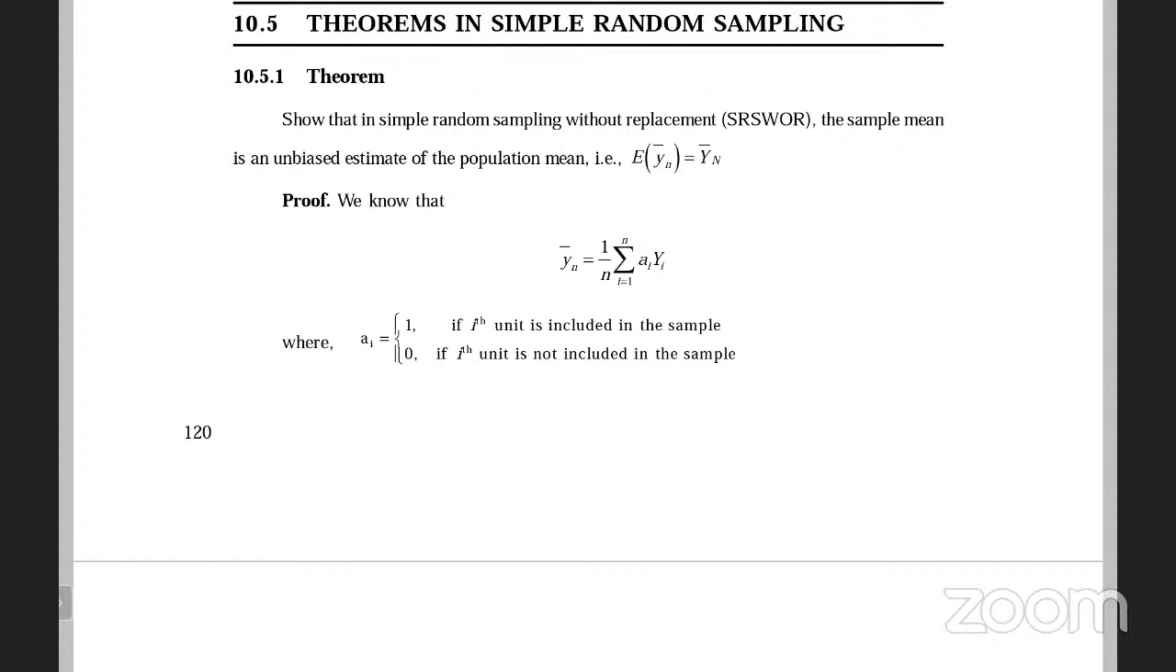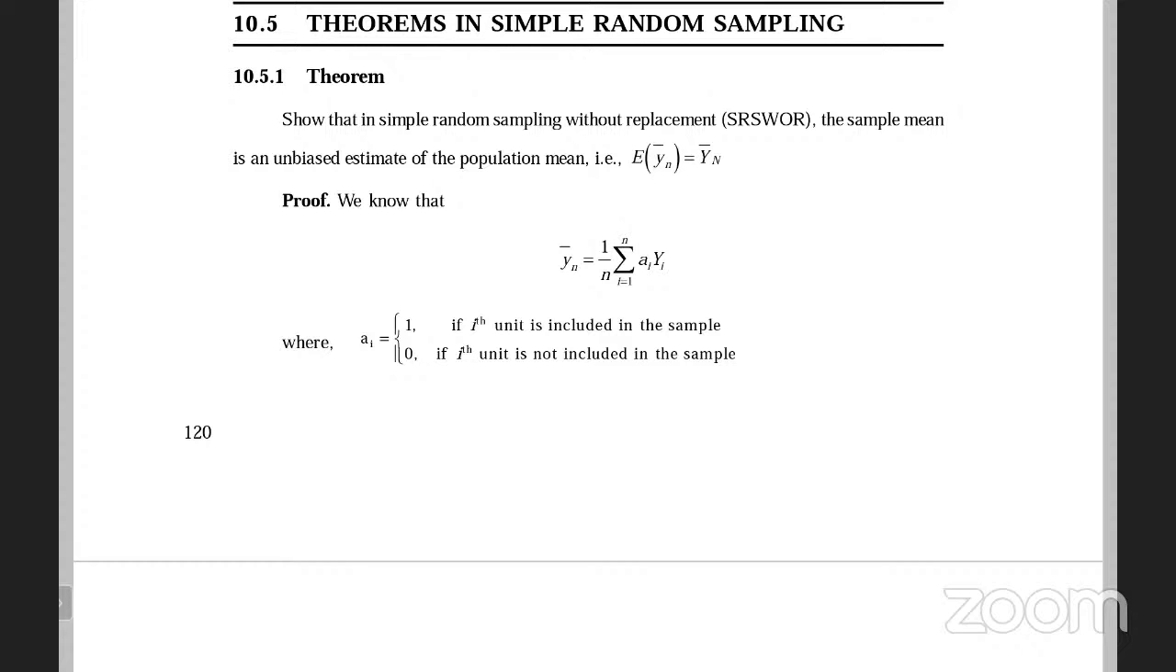Unbiased means there are no deviations among the total observations. That comes to unbiased. In that unbiased observation, the estimate of the population mean is: E of y(n) bar equals Y capital bar.